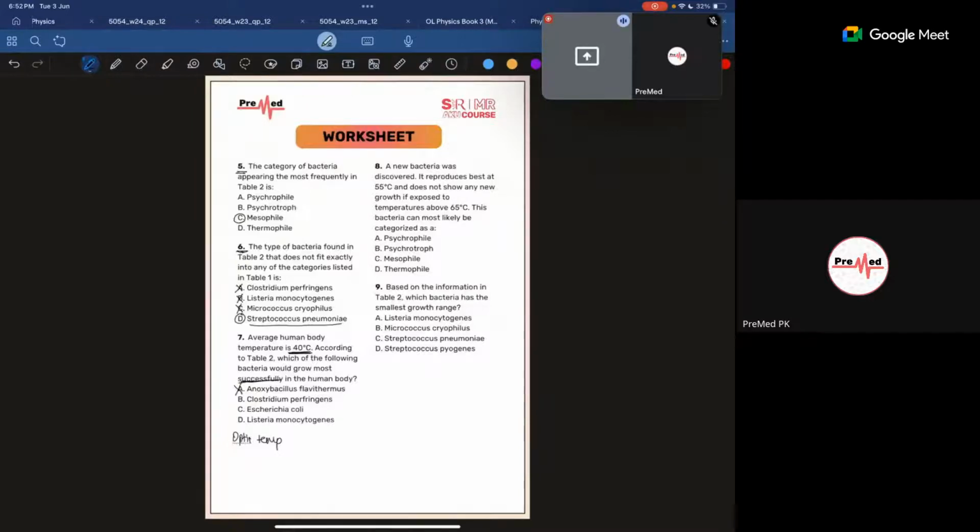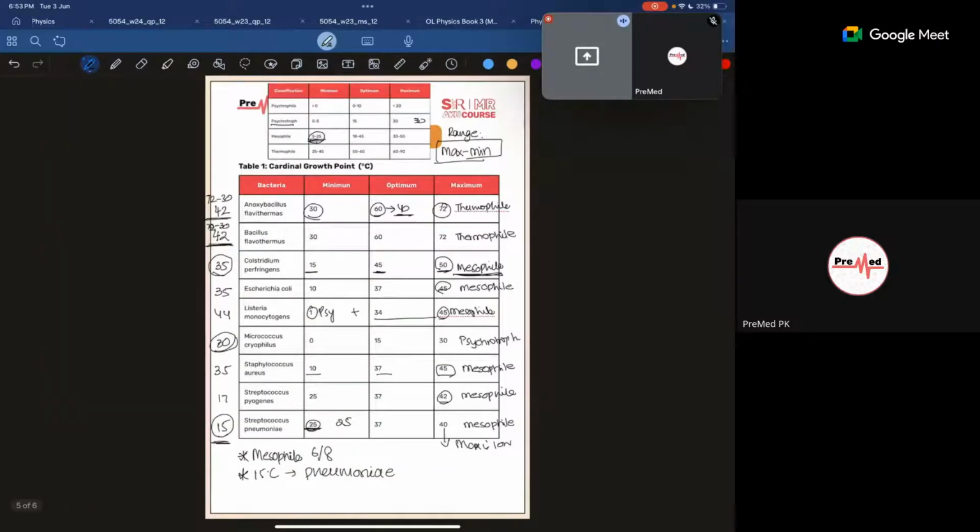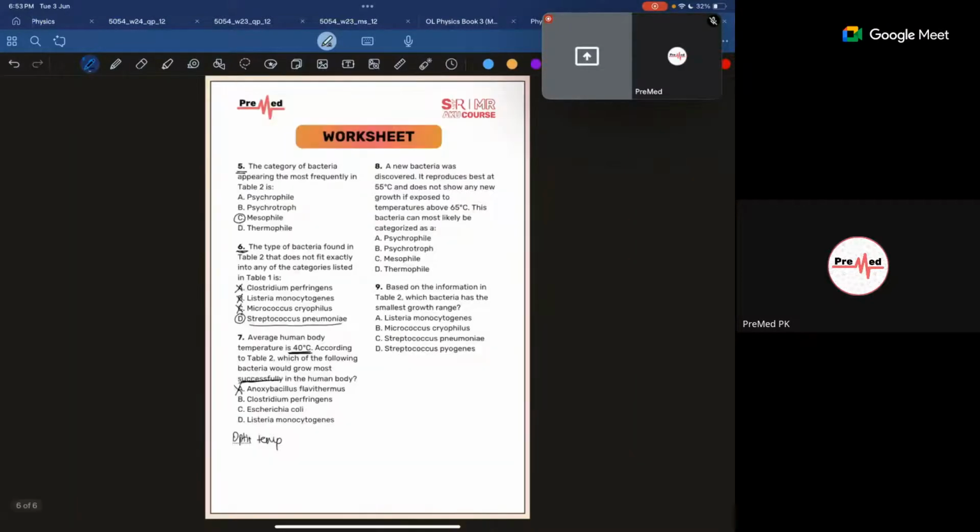Now we're talking about option B, that is Clostridium perfringens. Clostridium perfringens has an optimum of 45 and we're talking about 40 degrees Celsius. This shows that the optimum is way above what a human body's optimum is. So it can't fit into the category because some of the enzymes will still be inactive at human body temperature. So B is incorrect.